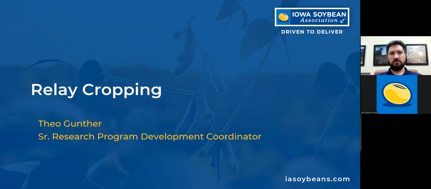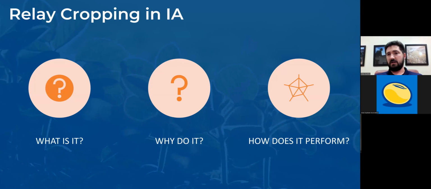Here's what we're going to cover today. I want to go through a little bit of what relay cropping is, some examples of why we would want to do it, and then we also have some results from trials that have been done over the past few years that give us some idea of performance of this system in Iowa. So we'll cover those topics.